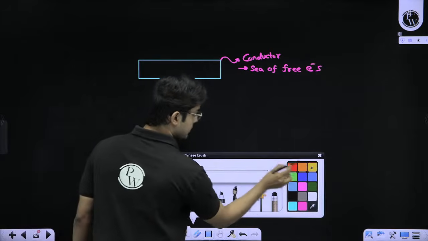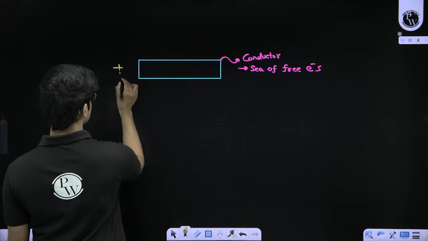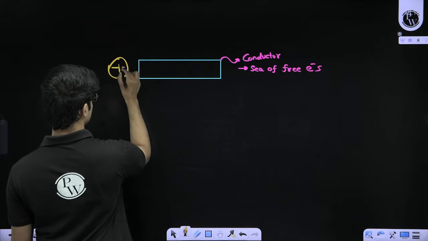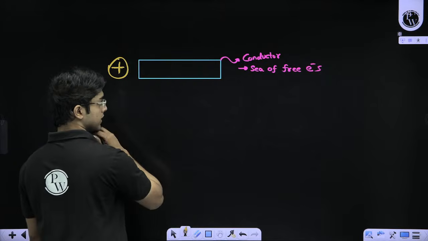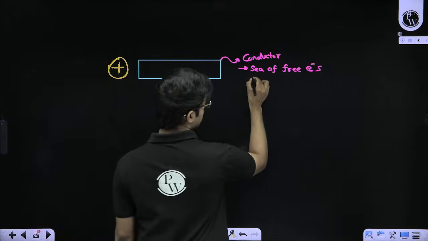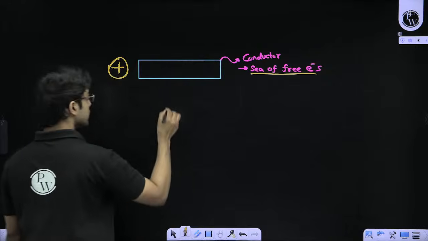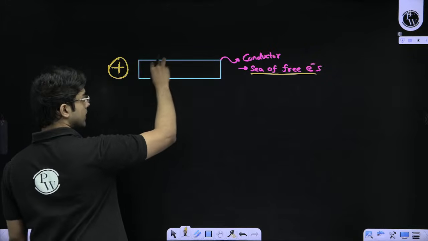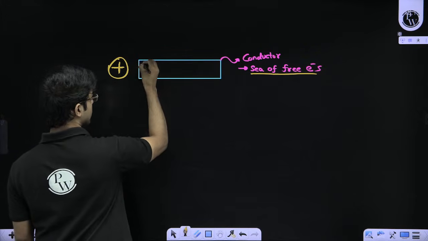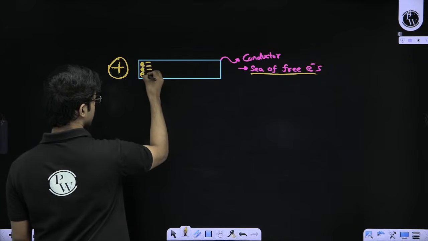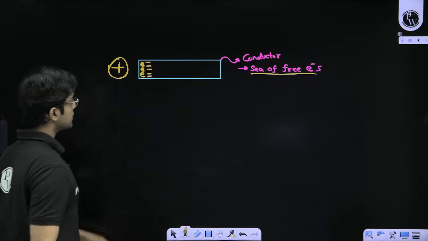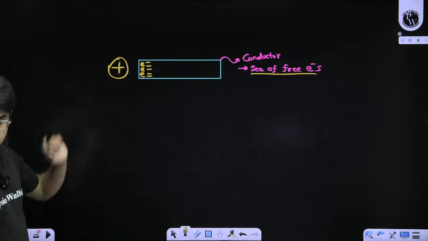To take a simple example, let's say I bring a very positive charge to the left side. It won't affect the plus charges that much, but because there is a bunch of free electrons in the conductor, the positive charge will attract those electrons and they will come to the left side. So there will be a large negative charge density on the left side of the conductor near this positive charge.